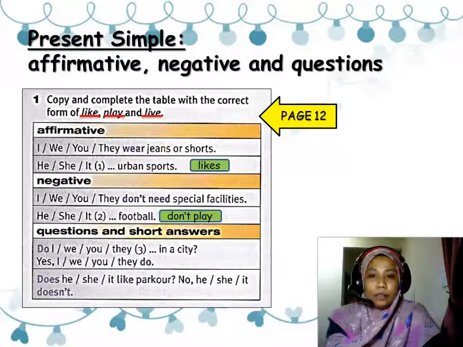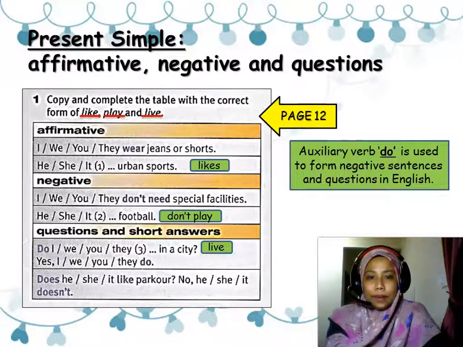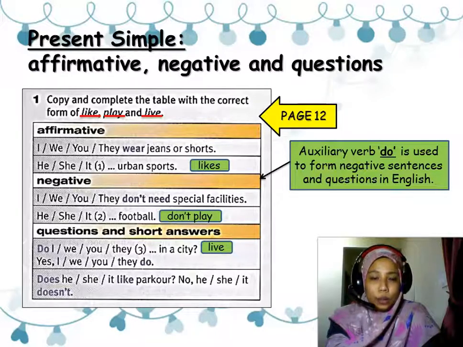Next, let's revise the present simple for questions and short answers. As stated in the table, do I, or do we, or do you, or do they? What is the answer? Live in a city. Again, for plural, the verb should not be added with s. Again, the auxiliary verb do is used to form negative sentences and questions in English, as stated in the negative statement and questions and short answers statement.